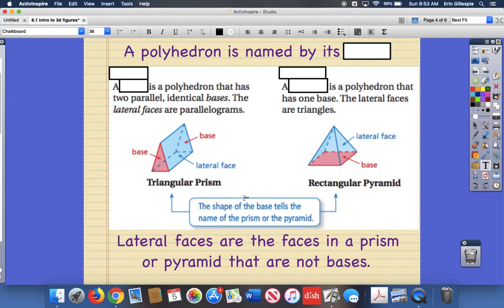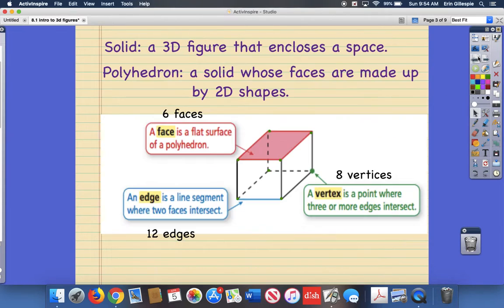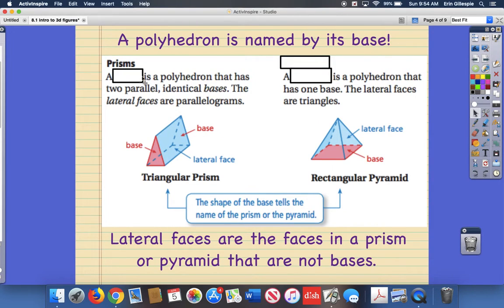There are 2 main shapes we're going to talk about. We name polyhedra by their base, and prisms and pyramids have different types of bases, and that's basically how you're going to be able to tell the difference between, is this a prism that I'm looking at or is this a pyramid that I'm looking at? So prisms, let's start with that. What we just looked at on the last page, what we just looked at on that website, the cube, is a prism, okay?